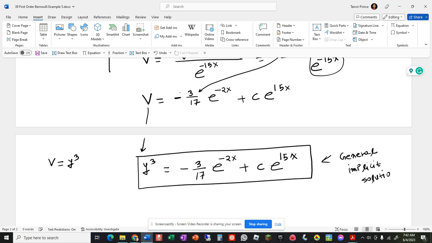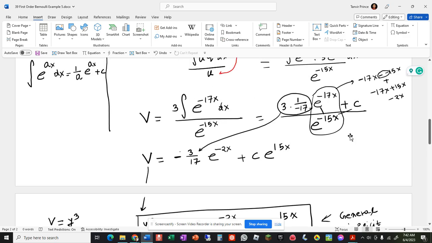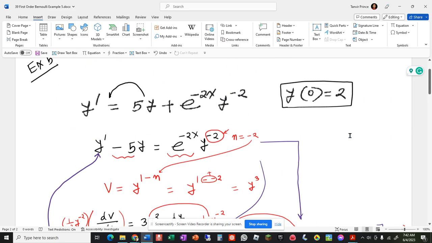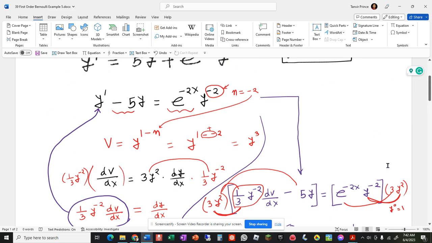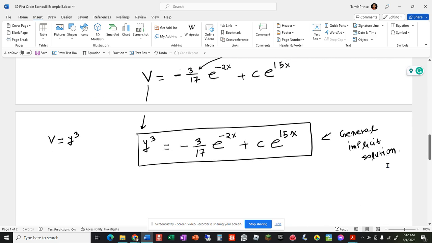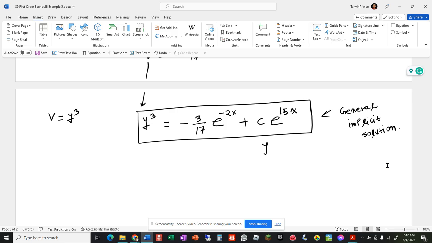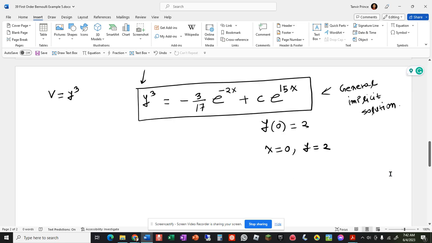We have not solved for y in terms of x, but let's actually find the c using the initial condition. So my initial condition is y of 0 equal to 2. So that means when x is 0, y is 2. So let's do it. So I'm going to replace y by 2 and x by 0.